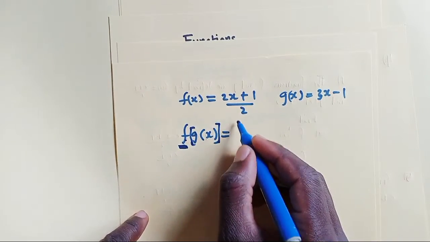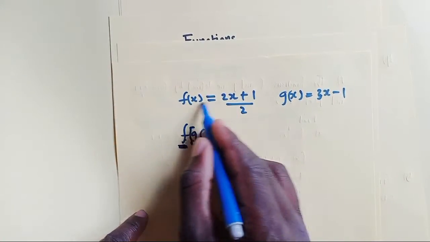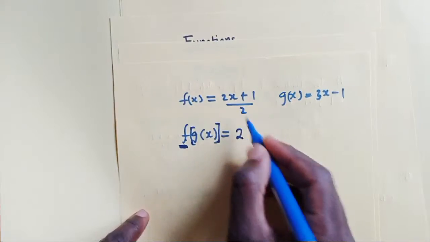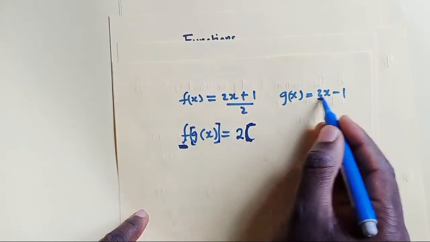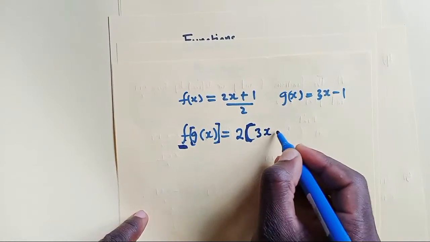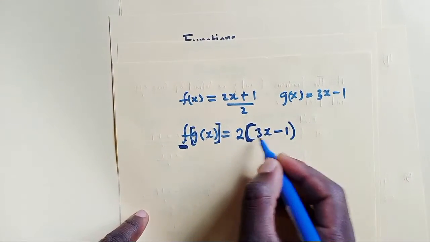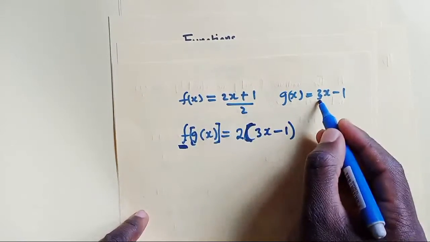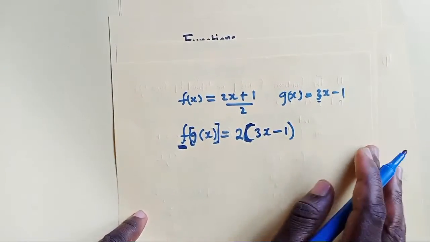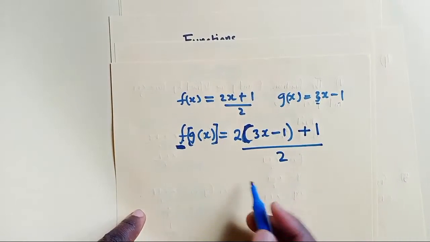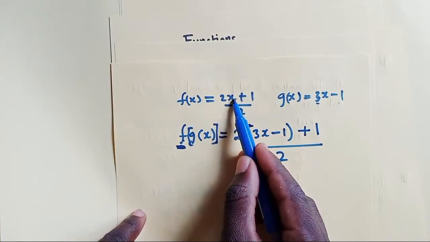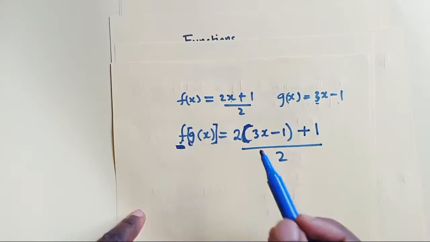Now you just check where there is x on the function that is outside. So x is right here. Where there is x here, put this function. You see, where there is x, I've put this function. And then I say plus 1 over 2. I've just gotten this and put it where I'm able to see x on the other function.